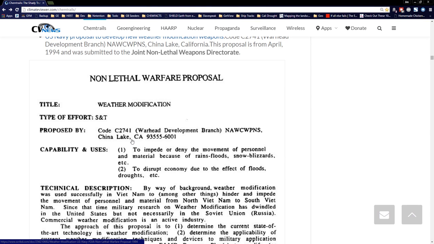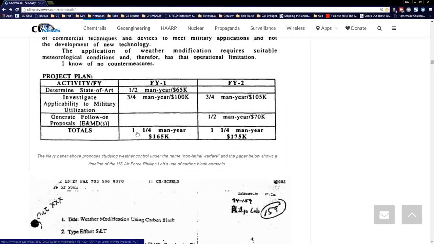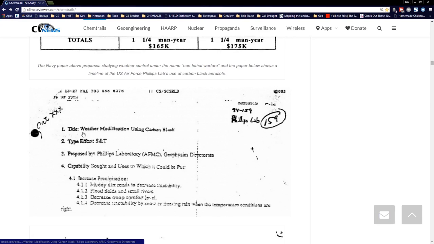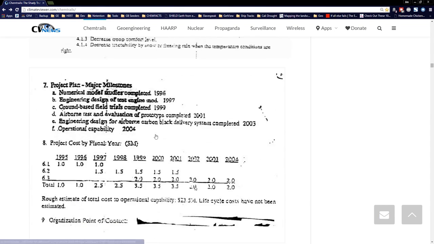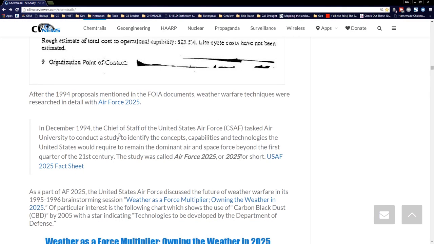The first, from the Navy, is at China Lake, California. That's where they made the chemicals for weather warfare in Vietnam. And then here from the Phillips Lab, from the Air Force Research Lab, weather modification using carbon black. Charts for that. You click the pictures. You can go to the links, read the originals.